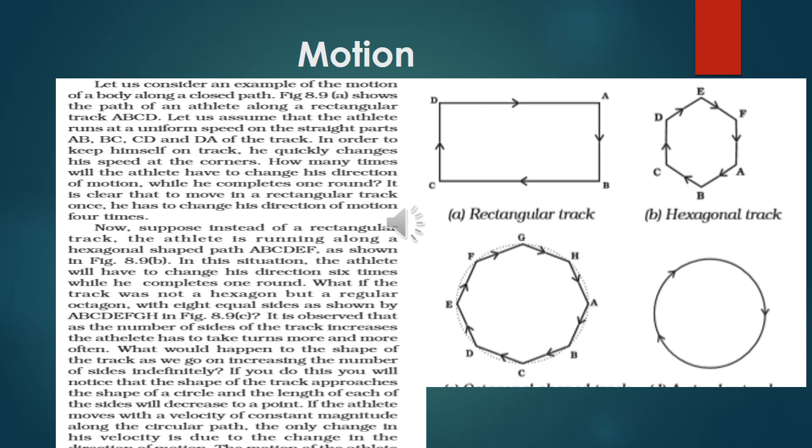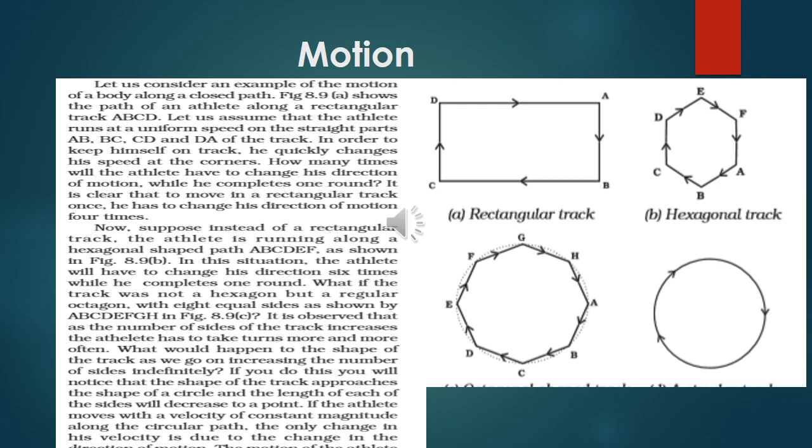What if the track was not a hexagon but an octagon? In figure C you see, in this case, the athlete has to cover A, B, C, D, E, F, G, H to complete one round. And here the athlete again changes his direction 8 times.